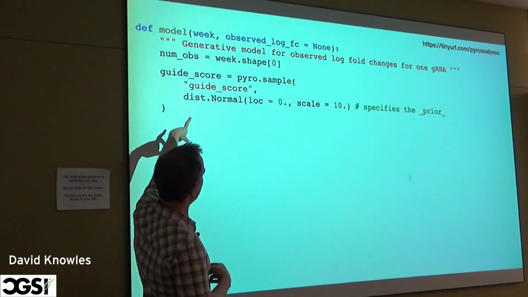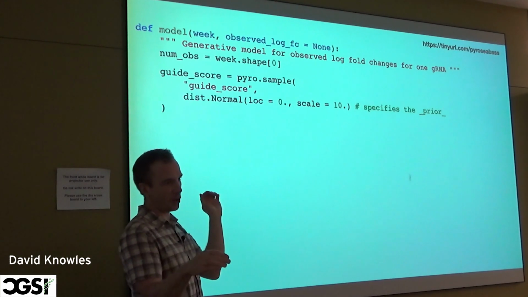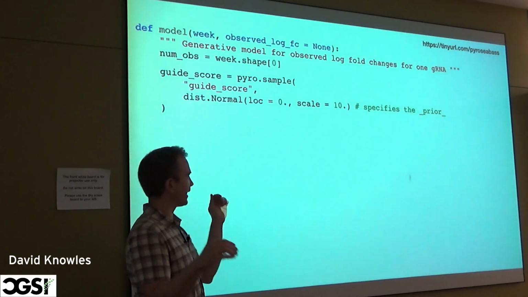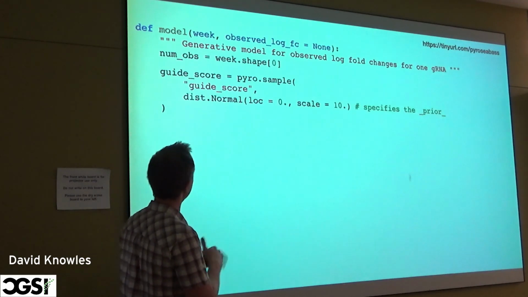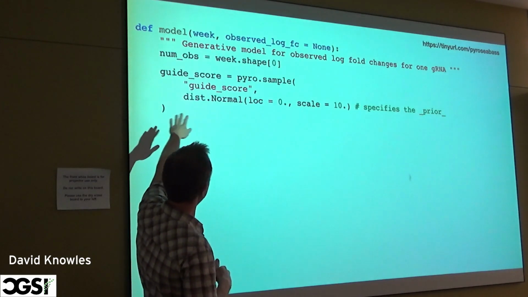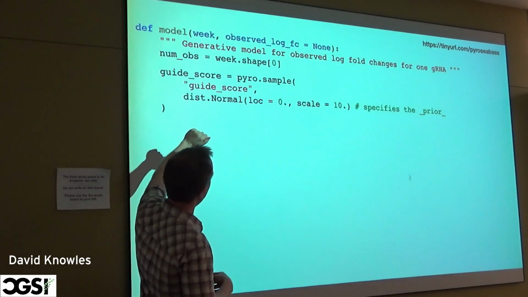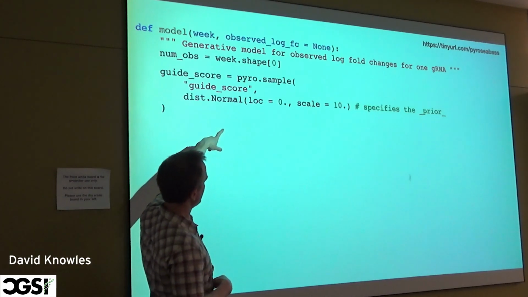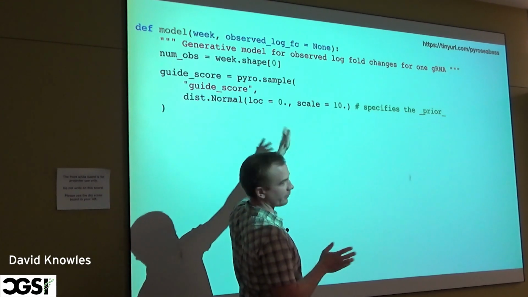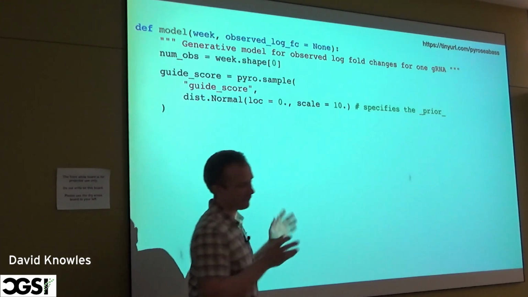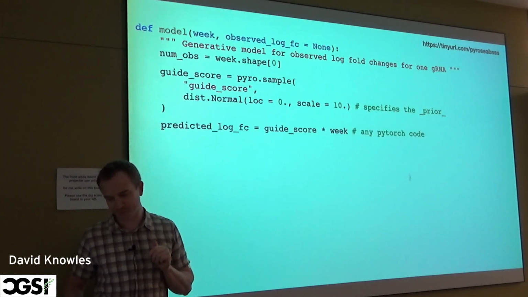And we're going to have to set up a prior on the parameters. We're going to just have one parameter in this model for now, which is called guide score. This is really just going to be the slope of a linear regression linking that log fold change to the time point. So this is setting up the prior. This says that this guide score parameter is sampled from a normal distribution with location 0, that's just the mean, and scale, that's just the standard deviation, of 10. We could do fancier things than putting 10 as a number, but we'll just pick something for now.